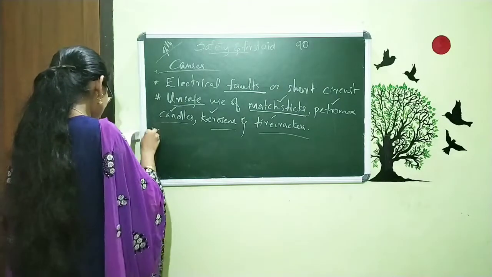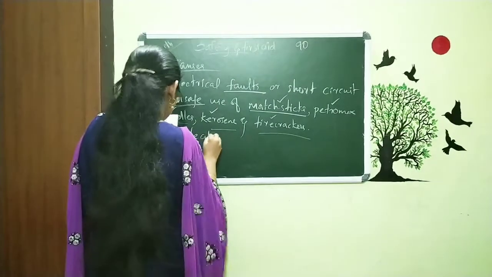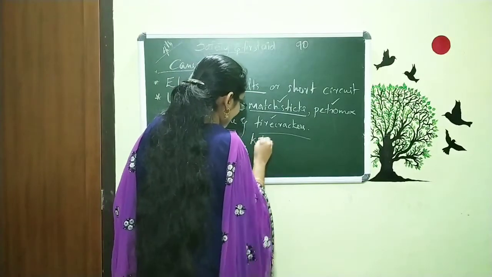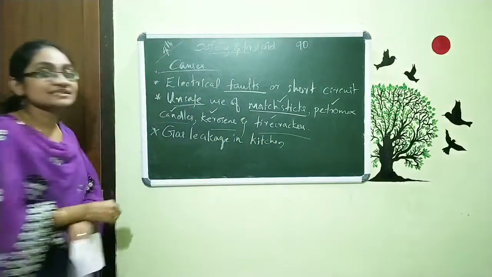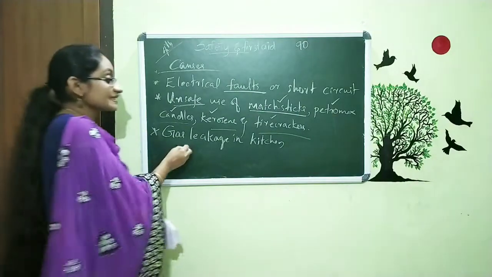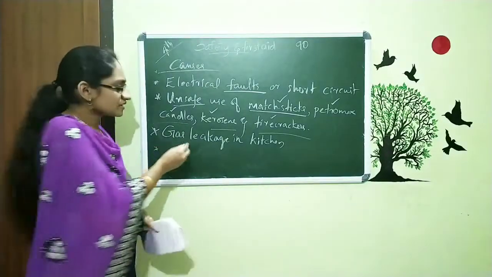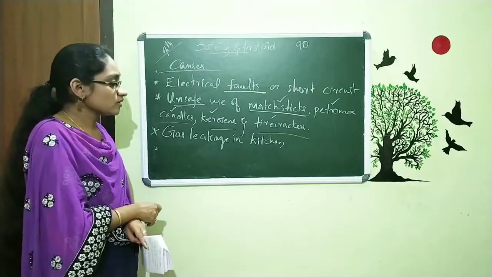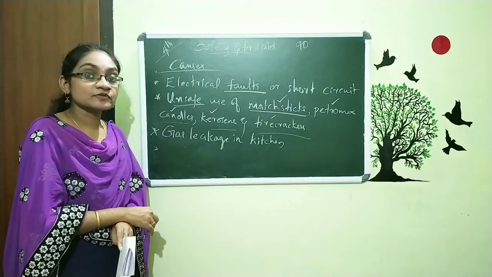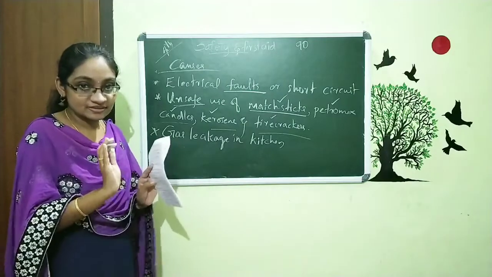The next point is gas leakage in the kitchen. That is one of the reasons for catching fire. We all are using gas cylinders in our home. So when this gas gets leaked, what happens? There is a possibility of catching fire. So we want to use these cylinders safely.